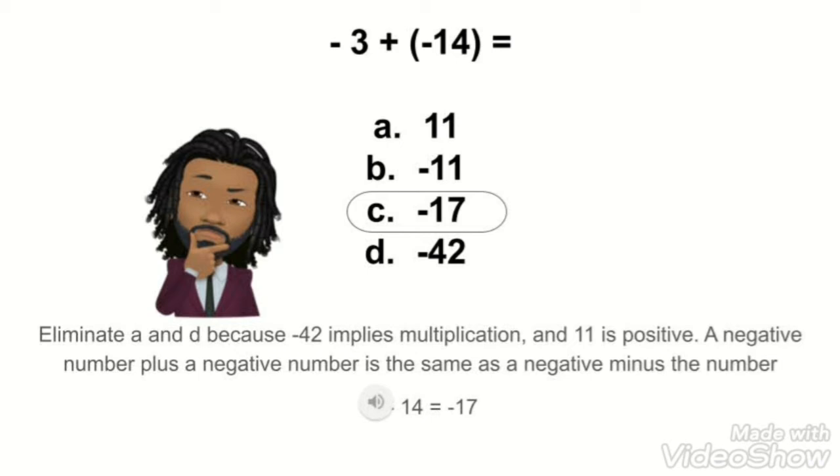negative 17. If you did not have these multiple choice, you would have to actually just go in and subtract and multiply or whatever you got to do. It's parentheses, so we take the parentheses out first, the order of operations. To get rid of the parentheses, you have to make that a minus 14. A plus a negative 14 changes it to a minus 14.